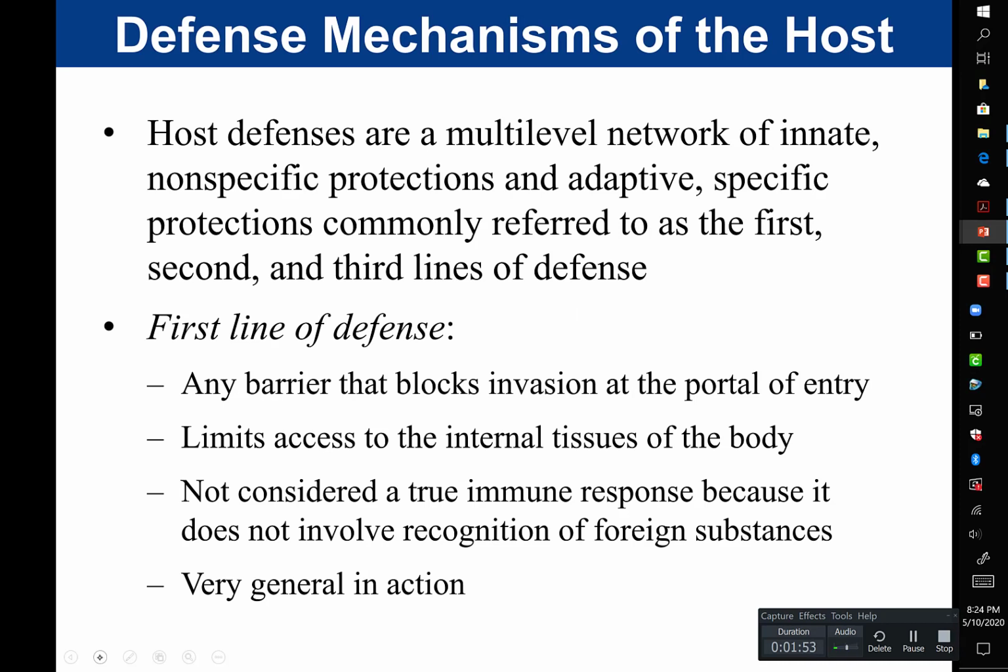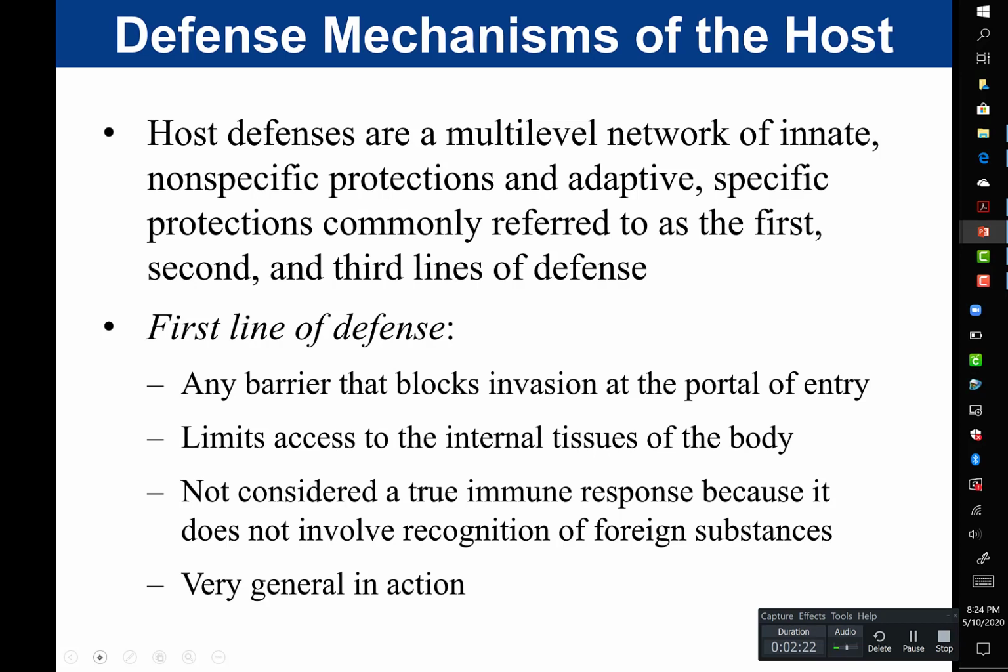So host defenses are a multi-level network of innate, non-specific protections and adaptive specific protections, commonly referred to as the first, second, and third line of defense. And so we're going to walk through and talk about what are the parts of the first line of defense, what are the parts of the second line of defense, and so on.